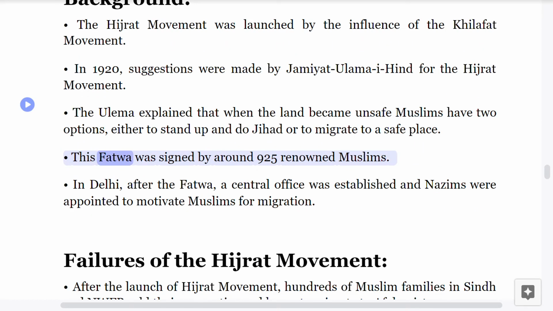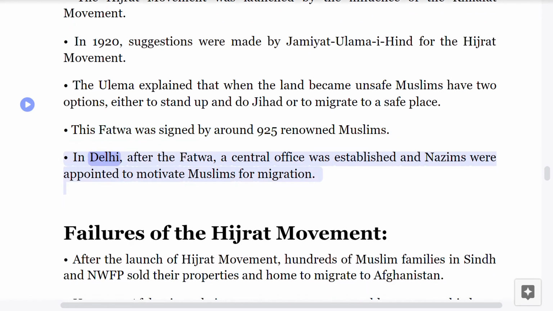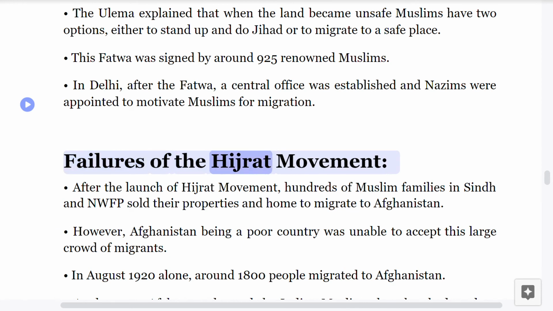This fatwa was signed by around 925 renowned Muslims. In Delhi, after the fatwa, a central office was established and Nazims were appointed to motivate Muslims for migration.